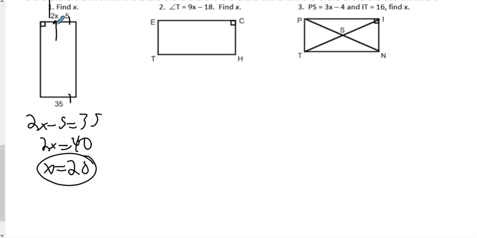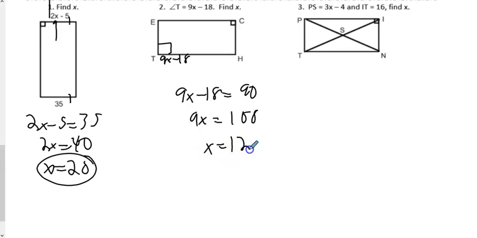All right, angle T, which we know is a right angle, is 9x minus 18. So 9x minus 18 is equal to 90 degrees, a right angle. So we add 18, 9x equals 108. Divide by 9, x is 12. We plug that in, do 9 times 12 minus 18, we will get 90.